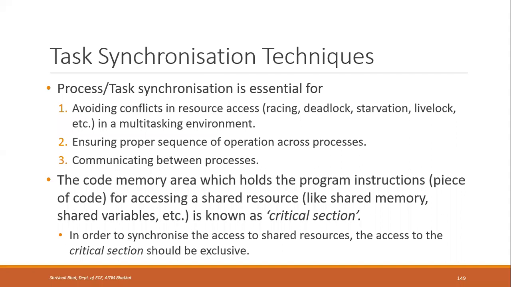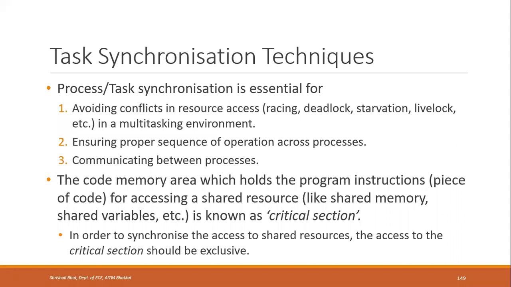So the code memory area, which holds the program instructions, that is, the code for accessing a shared resource like shared memory or a shared variable, is known as the critical section. In the code memory, there will be programs written for multiple purposes. One section of the code memory might be for accessing a shared resource. That part of the code memory area is called the critical section.